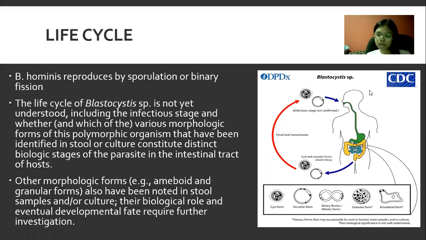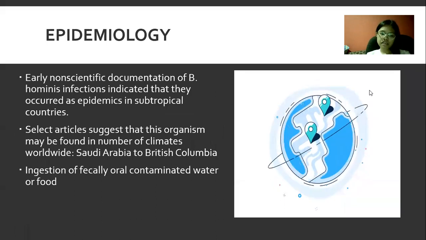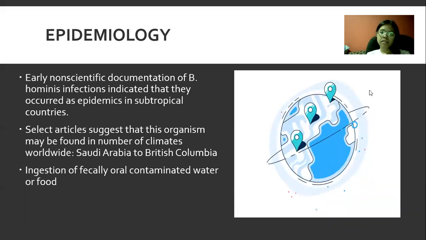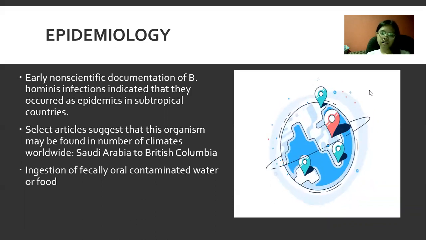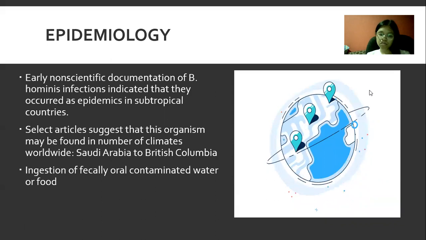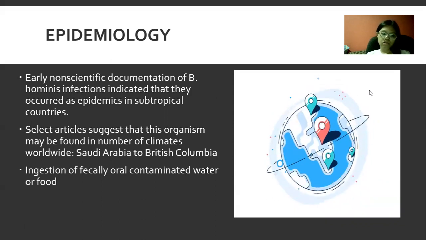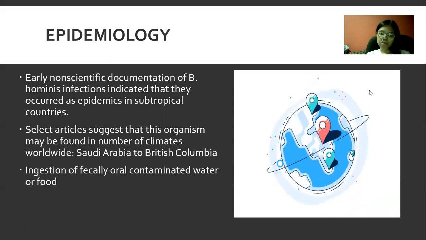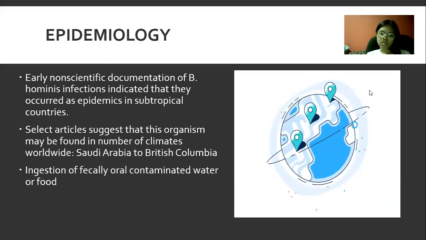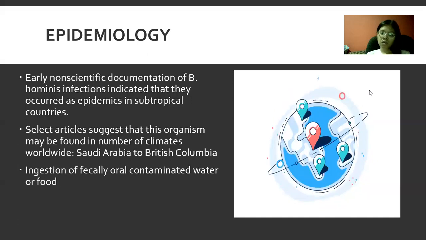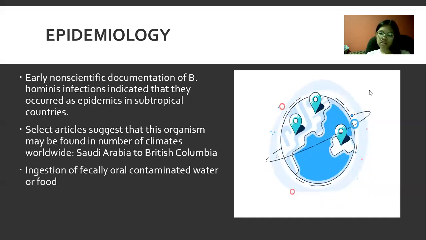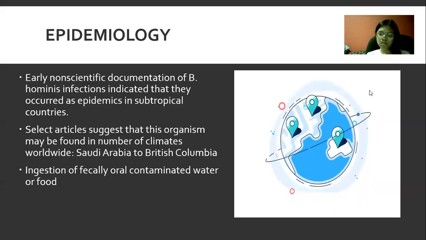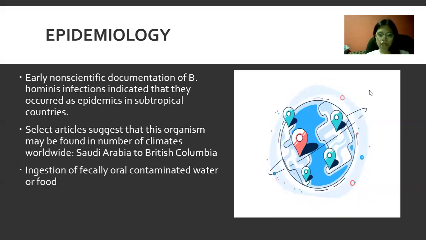Epidemiology: early non-scientific documentation of B. hominis infections indicated that they occurred as epidemics in subtropical countries. Select articles suggest that this organism may be found in a number of climates worldwide, usually from Saudi Arabia to British Columbia. Ingestion of fecal-orally contaminated water or food is the mode of transmission.